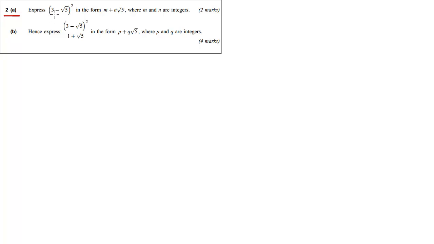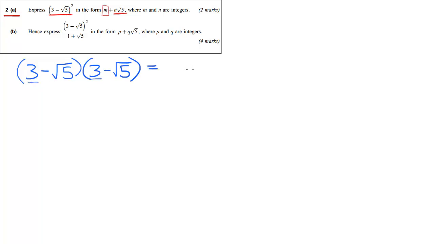We've got to express this in the form m plus n root 5, where m and n are integers. So what can we do with this? Well, let's just write it out longhand. So 3 minus root 5 times by 3 minus root 5. So let's times that out.